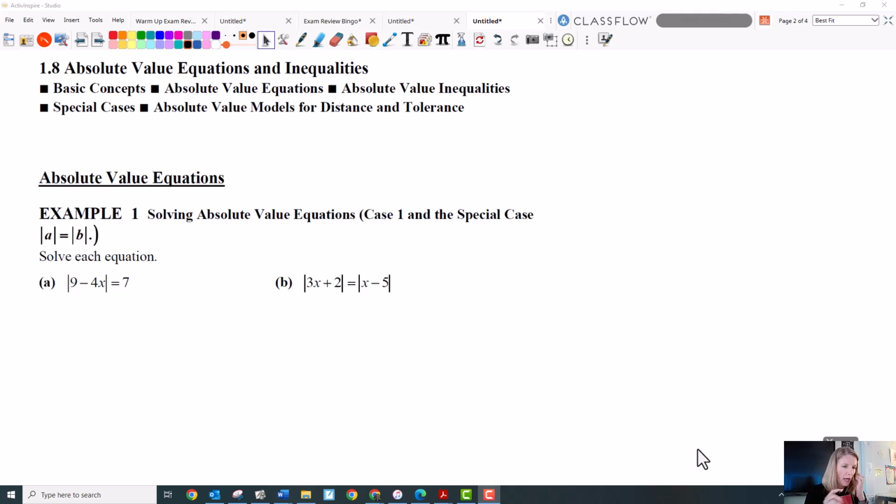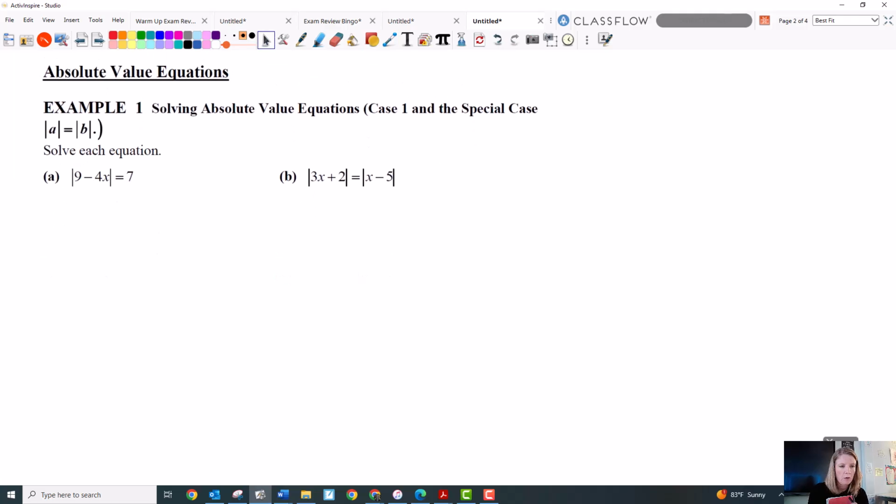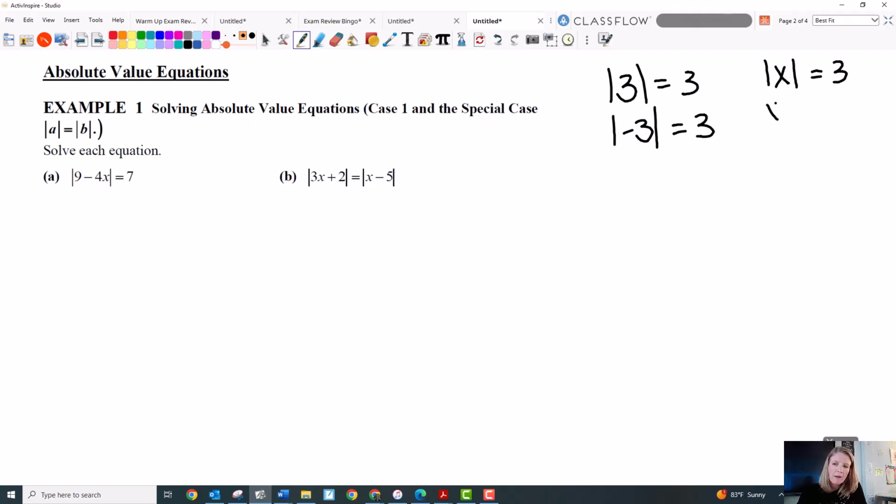Okay, last lesson in chapter 1, absolute value equations and inequalities. So the thing about absolute value is, the absolute value of 3 is 3 and the absolute value of negative 3 is 3. So if you have the absolute value of x equals 3, you could have x equals 3 or x equals negative 3. So to get rid of absolute value, you put plus or minus.